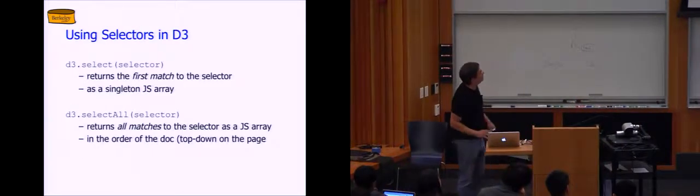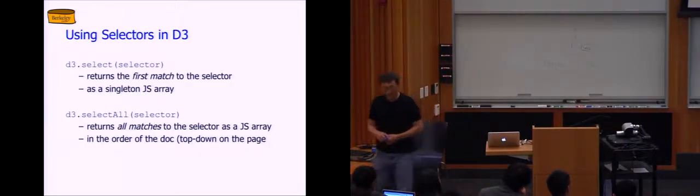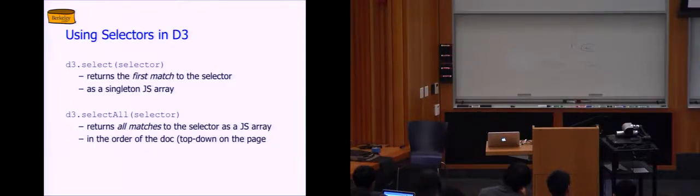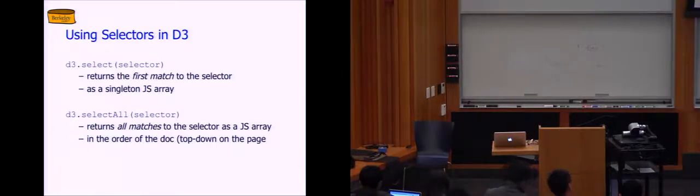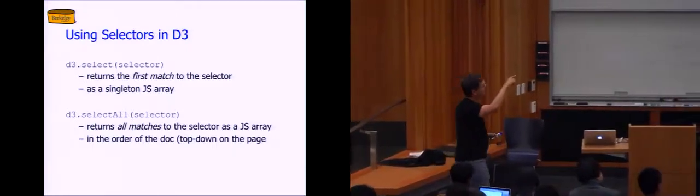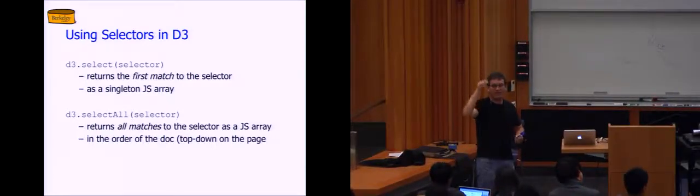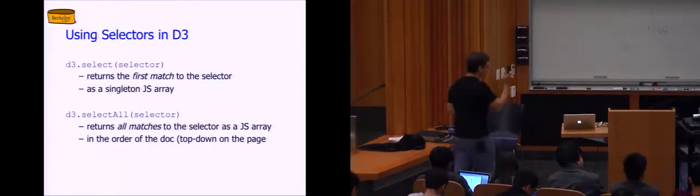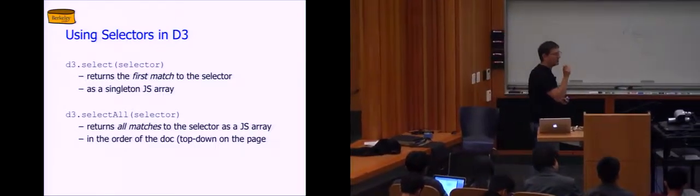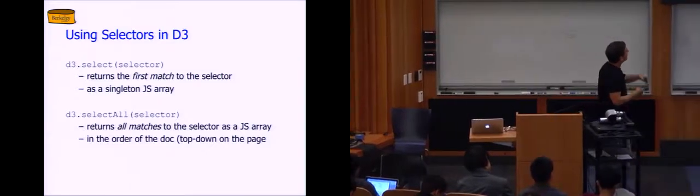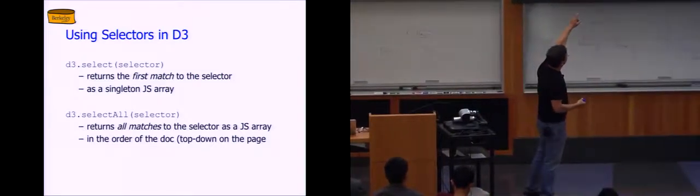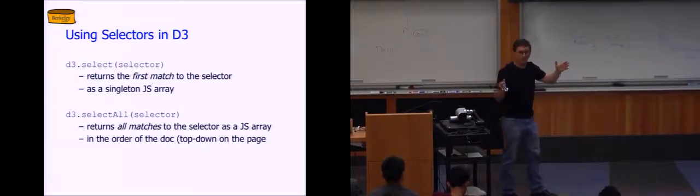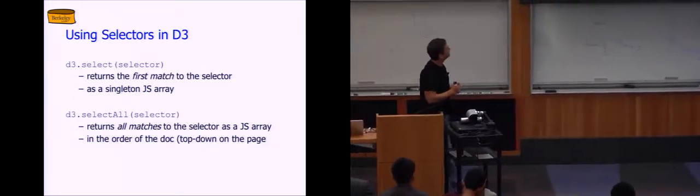In D3, you have two choices of how to use these selectors. You can say D3.select and then give it one of those selectors, and that'll return you the first match. So if you want the first paragraph, you'd say D3.select, quote, P, and you'd get the first paragraph. And it'll come back as an array, but it'll only have one item in it, a singleton, which is that first paragraph. If you want to get all of them, you say selectAll, and that'll give you an array with the ordered list of them as they appear in the document. Okay, top down.